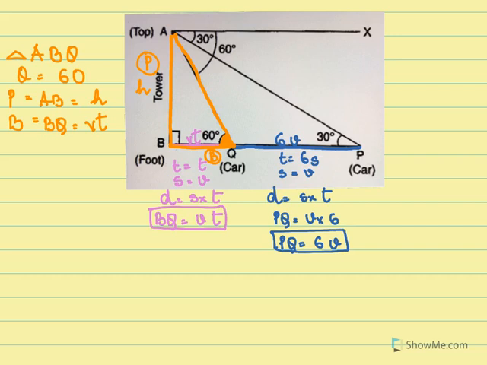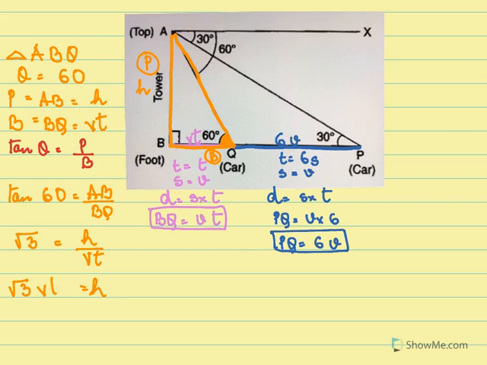So now we do tan theta. Tan theta is perpendicular over base. Here we have tan of 60, perpendicular AB, base BQ. So root 3 equals H over VT. So H equals root 3 VT.